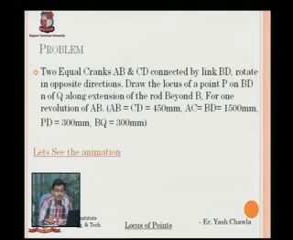Two equal cranks AB and CD. I have two equal cranks AB and CD. What does that mean? AB and CD are two cranks. That is my first fact. Second fact is that length of AB is equal to length of CD. They are connected by link BD. So there are two cranks AB and CD which are connected by BD.